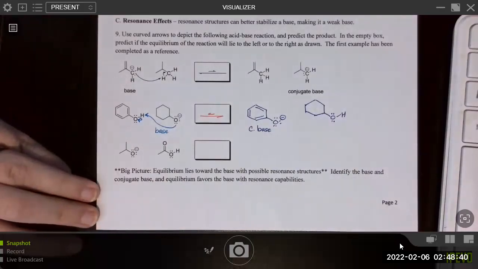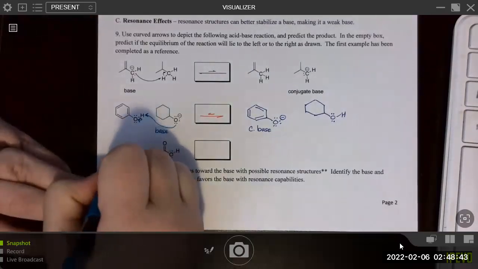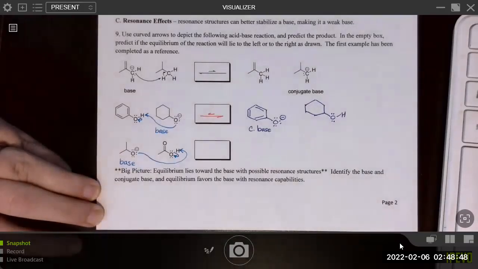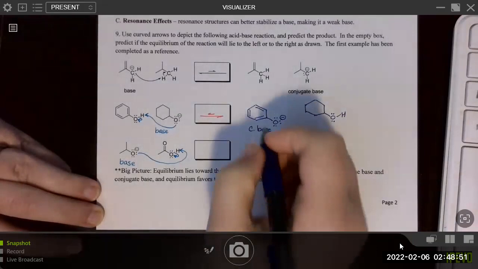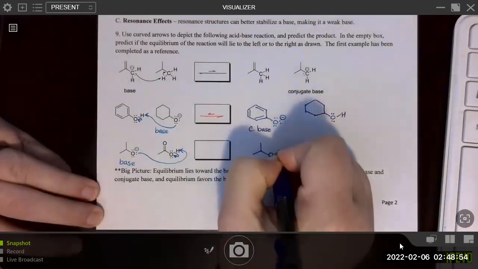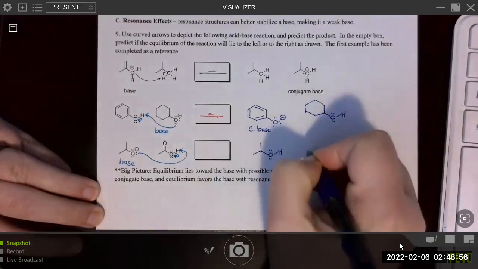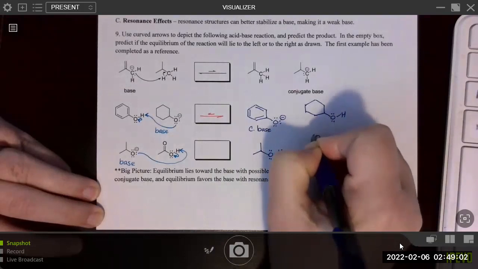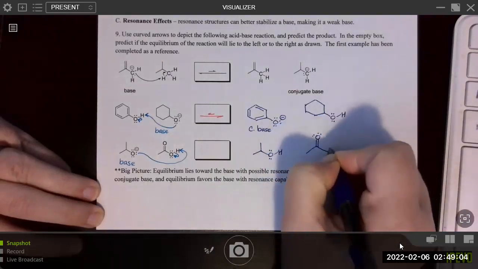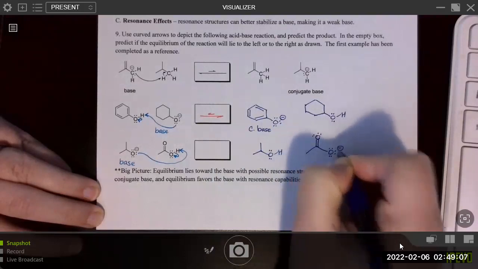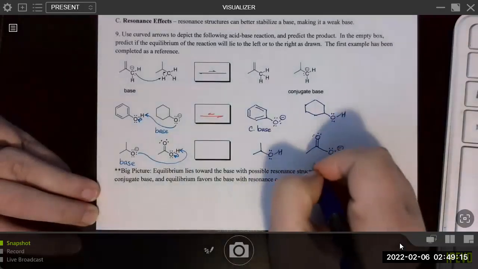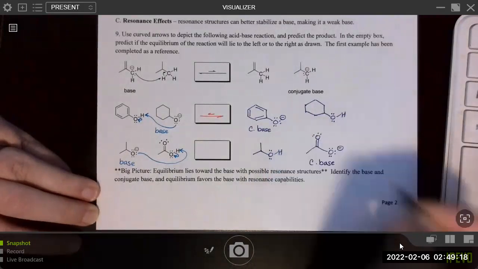Okay, moving on to the next one. We have the base taking the proton of the acid. Go ahead and draw in what we formed. I just threw in some extra electrons here so I could visualize all the lone pairs. And then I'm going to label this one as the conjugate base.